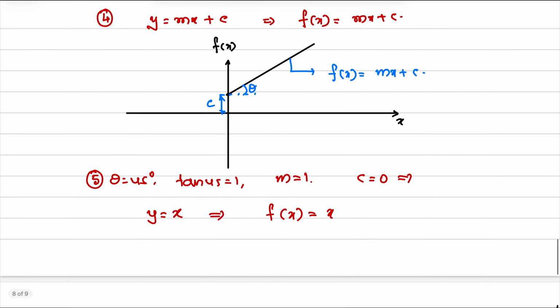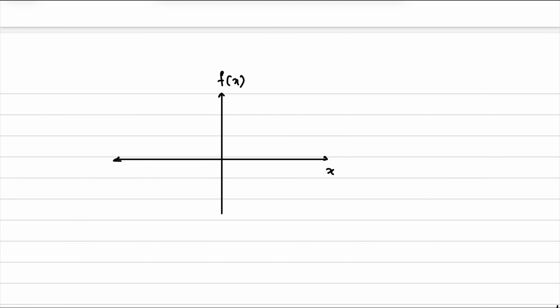How will the graph be? Why am I drawing graphs for all the functions? So that visually also you will understand what is happening. It is function x. My intercept is 0, that means C is 0. It starts from 0. And my theta is 45. That means slope is 1. That means y is equal to x. That means function x is equal to x.